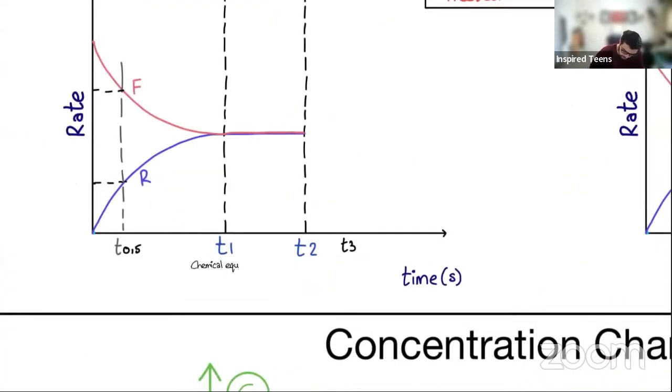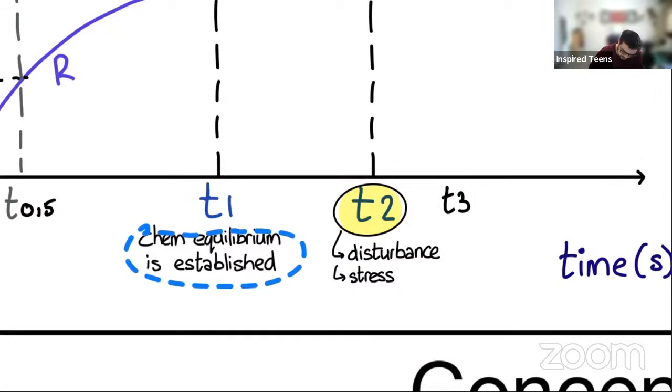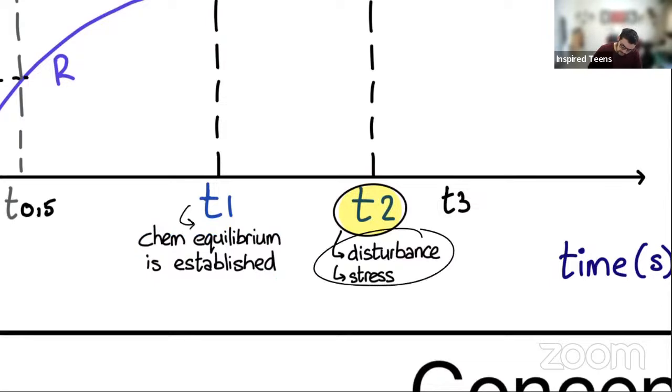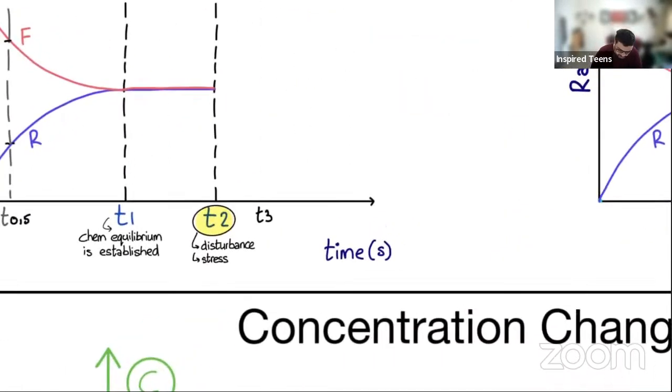Okay, so at T1, what happens is chemical equilibrium is established. At T2 is where the stress or disturbance happens. And then we'll consider T3 as well.